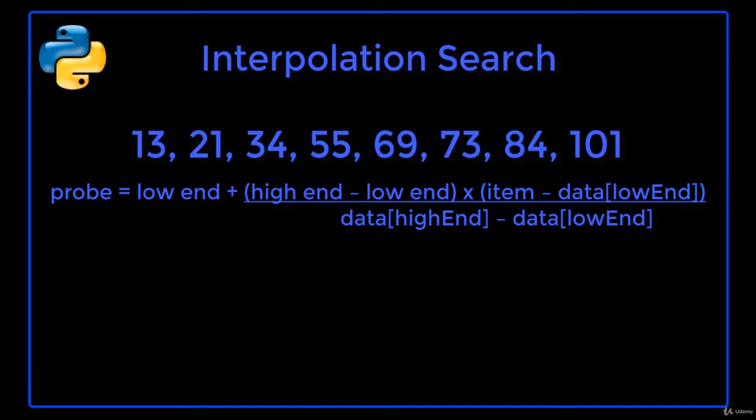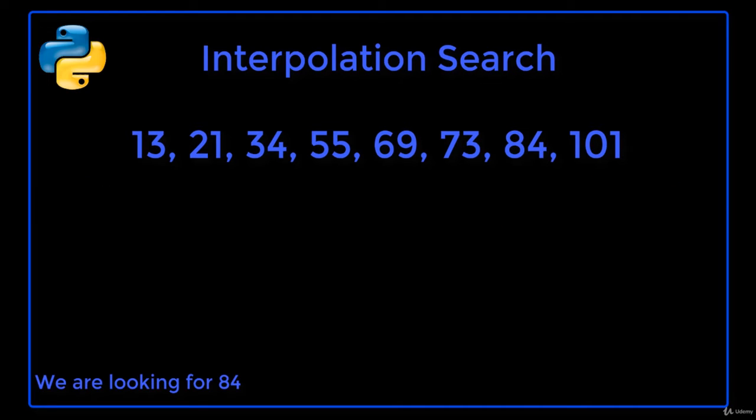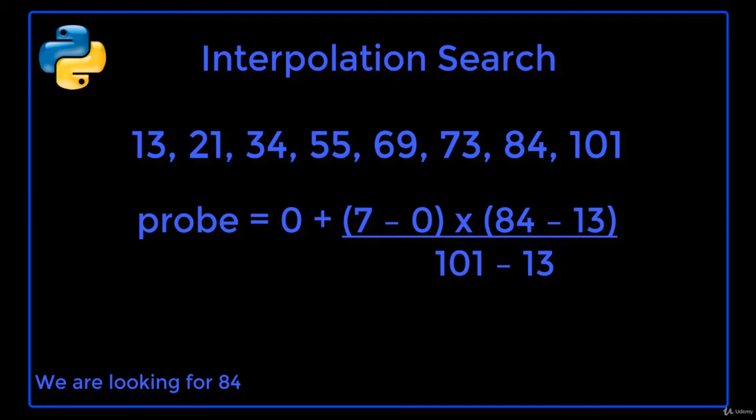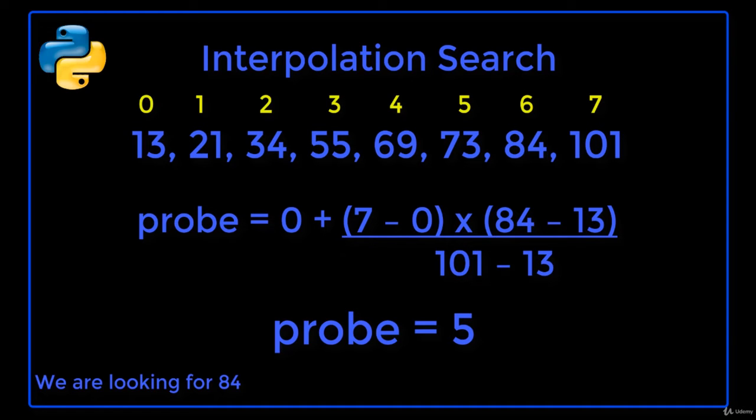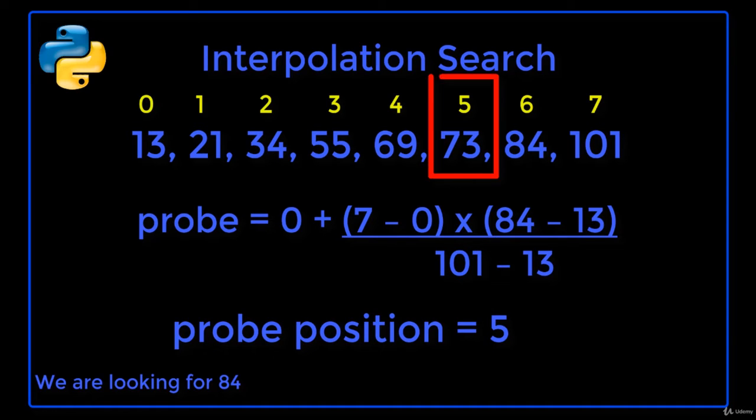Here's the collection of example data that we will be using for this example. We will be searching for element 84. The first step is to calculate the position of the probe. This results in 5.6. The 0.6 gets chopped off, leaving us with 5 as the probe position. Therefore, the probe is 73, the element at index 5 in the collection.